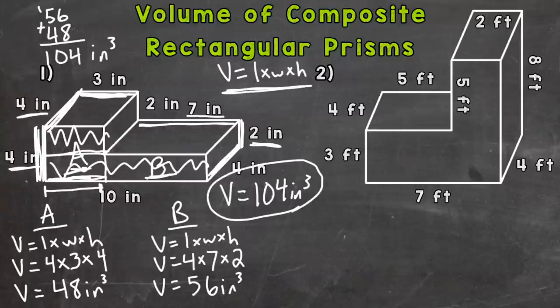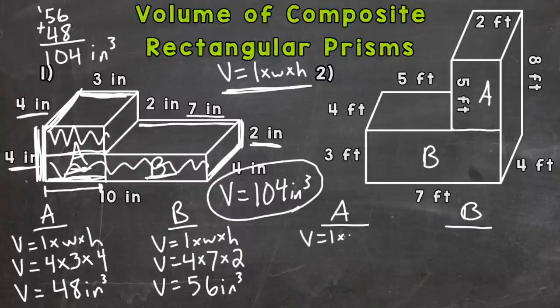So for number 2, I'm actually going to cut it so there is a top and a bottom rectangular prism. So I'm going to name the top A and the bottom B. Giving them a name helps stay organized throughout the problem. So we're going to set it up the same way as we did number 1. So let's put our formulas, and then it's just going to be a matter of picking out the correct dimensions.